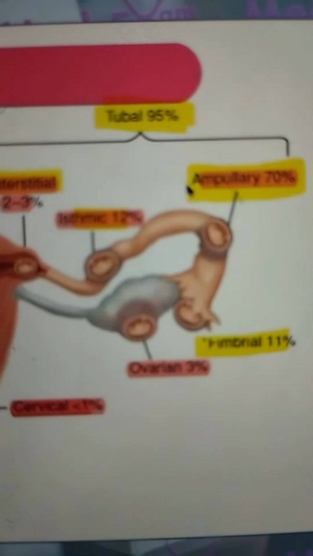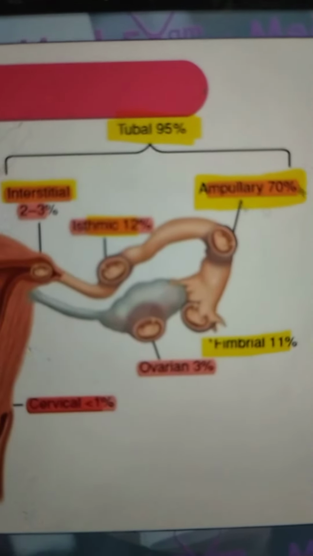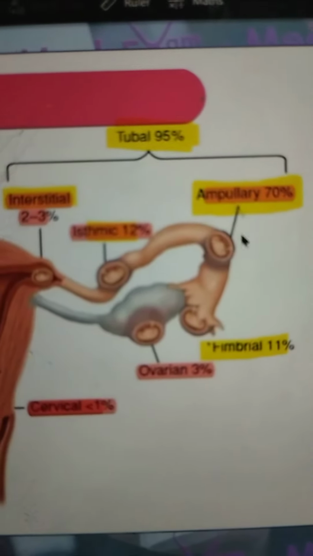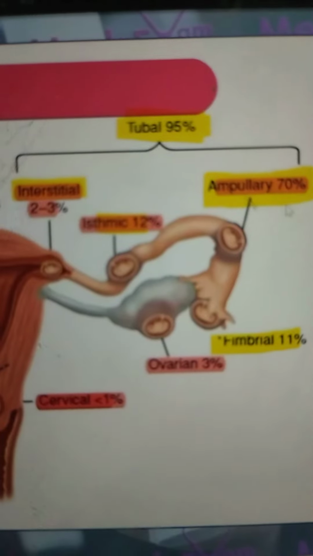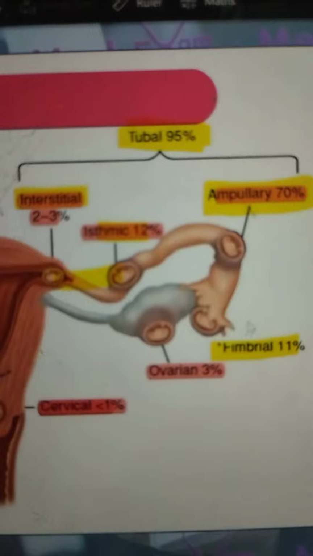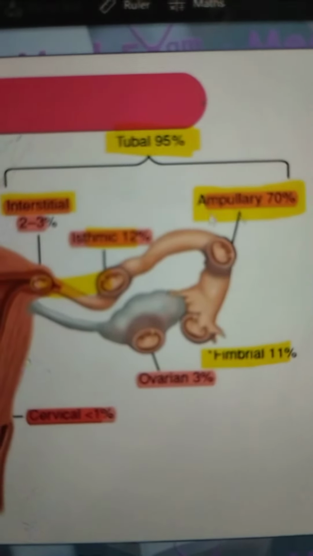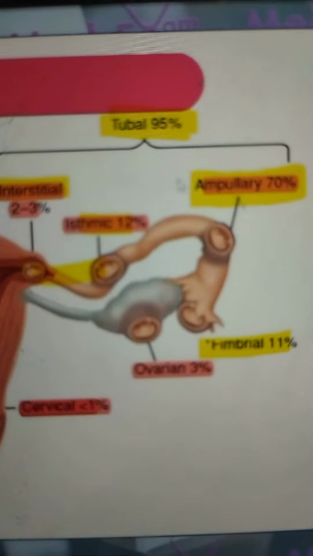Right. So now I can tell you one simple way to understand why we have the ampullary part having the highest incidence of ectopic. Where does the fertilization take place? Where does the fertilization take place? So we all know that fertilization takes place in the ampulla.